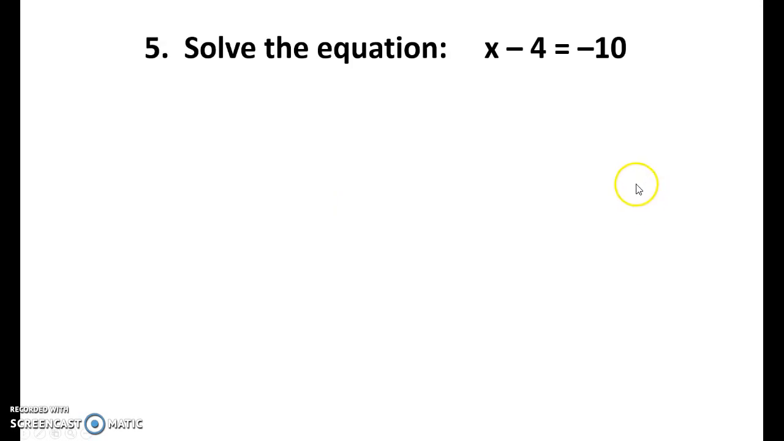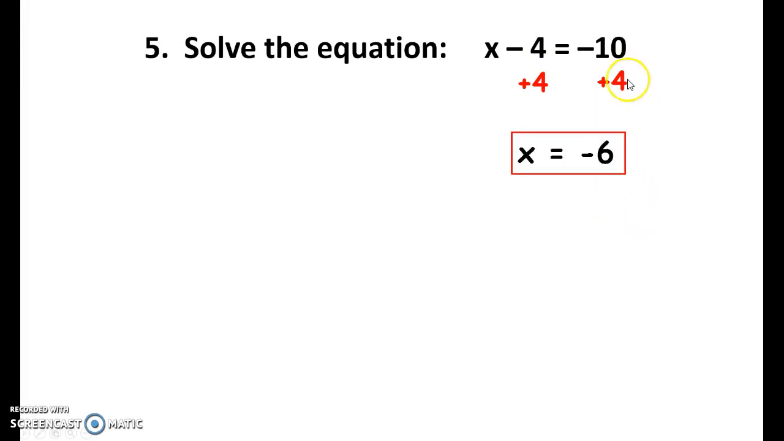Okay. Number 5, solve the equation. Now I can see why I put this at the end. It's too easy. I want to get x by itself. How do you get rid of subtraction by 4? Yeah, you have to add 4, and what you do to one side, you must do to the other.